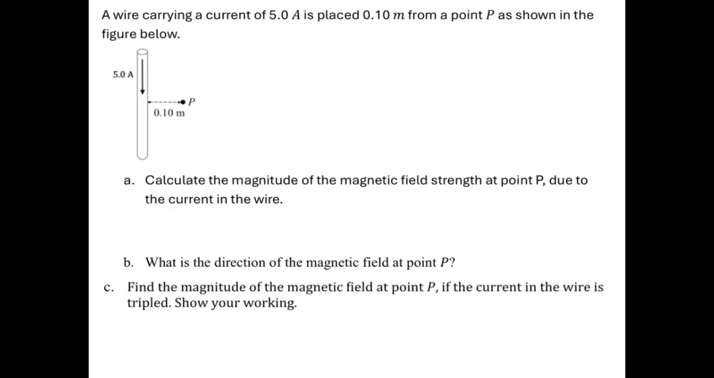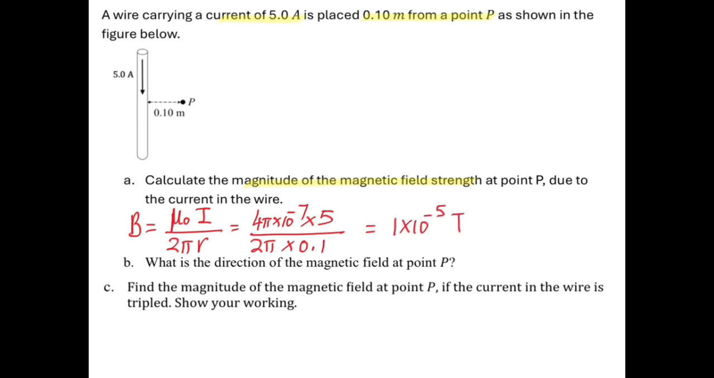Next, we have a wire carrying current 5 ampere. There is a point P which is 0.1 meter away from the wire. We want to find the magnitude of magnetic field strength at point P due to the current. So the formula is mu naught I over 2 pi r. All the numbers are given to us. We can substitute and get the answer for magnetic field. The unit for magnetic field strength is Tesla.